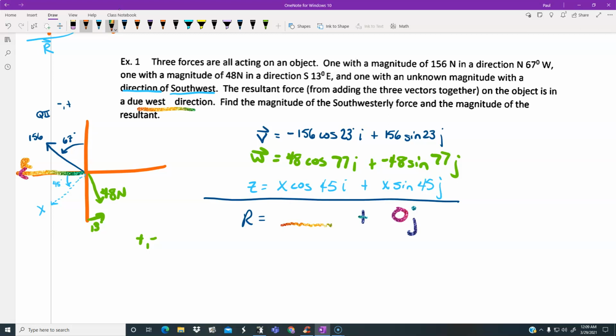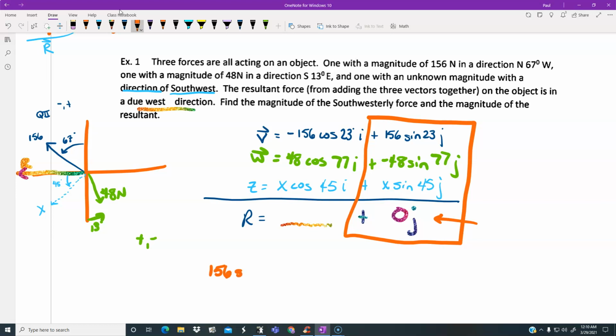What you really want to notice is the algebra. The algebra here basically says that this column right here has to add up to what number? It has to add up to nothing. That's the whole concept here. So if I basically wrote this all out, 156 sine of 23, plus negative 48 sine of 77, plus x sine of 45.